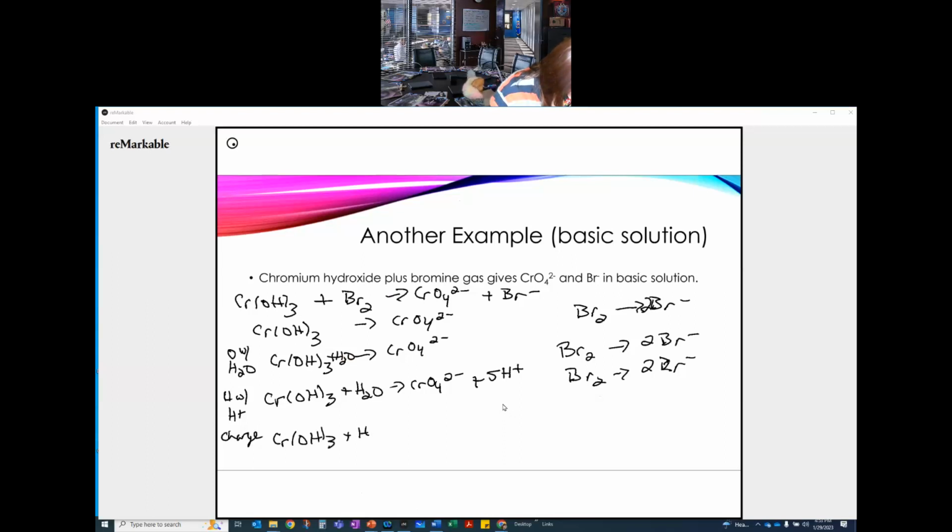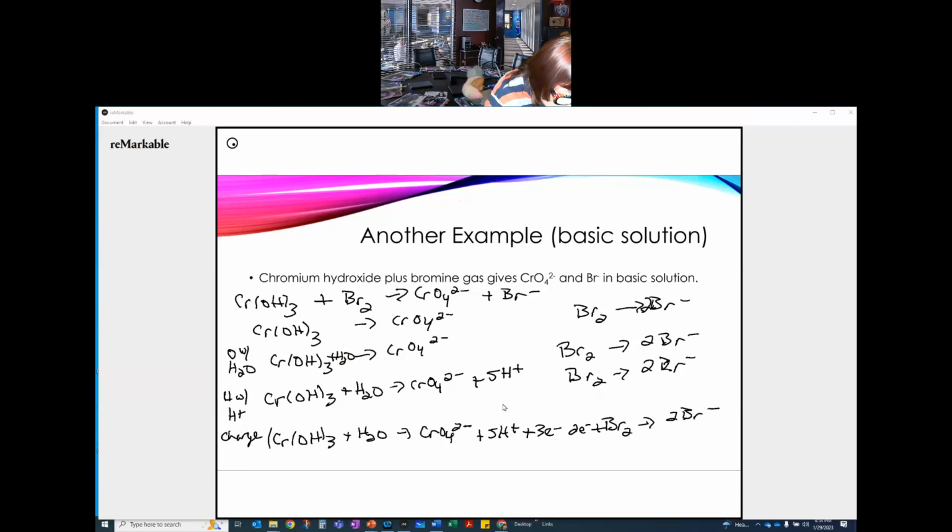Cr(OH)3 plus H2O gives me CrO4 2 minus plus 5H plus. And I have my Br2 going to 2Br minus. I need 2 e minus to balance that. Okay, awesome. So I have 2 electrons in my bromine, 3 in my chromium. I'm going to have to do some multiplication here too.